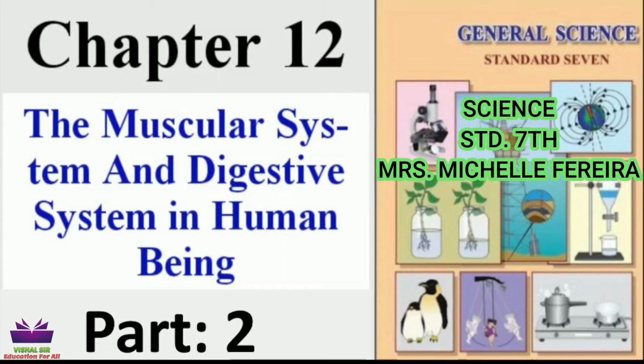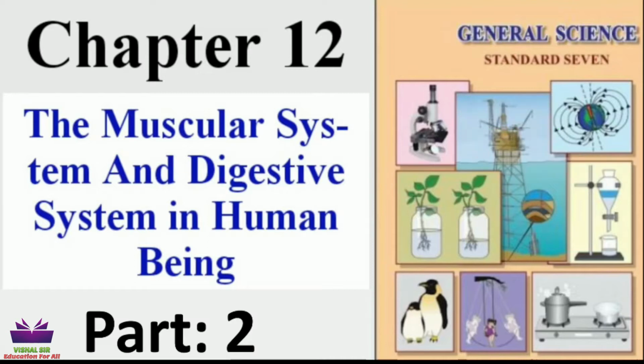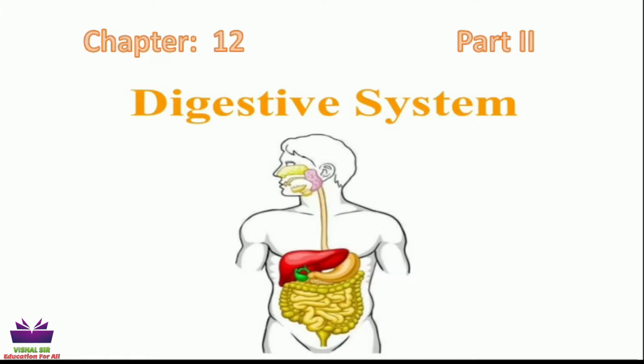Standard 7, Science, Chapter 12, the Muscular System and Digestive System in Human Beings, Part 2. Children, in the first part of the chapter, we studied the muscular system, and now it's time to study the digestive system in human beings.